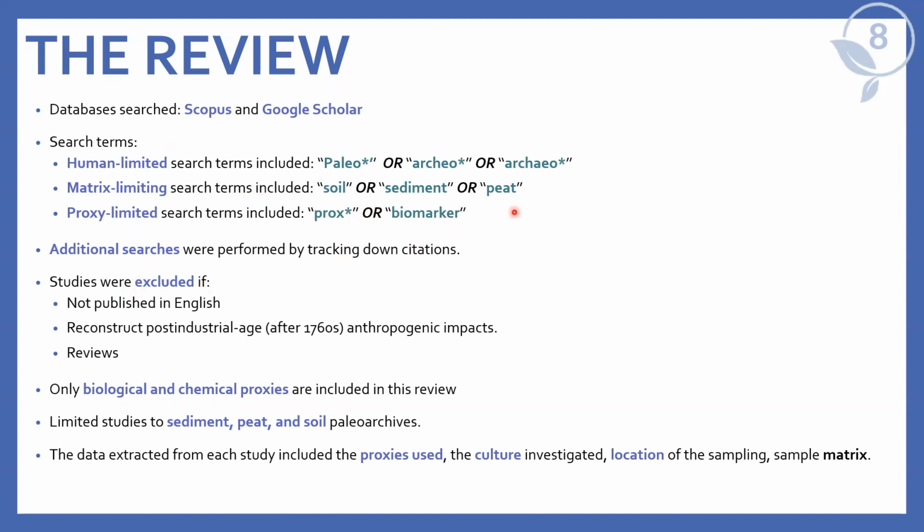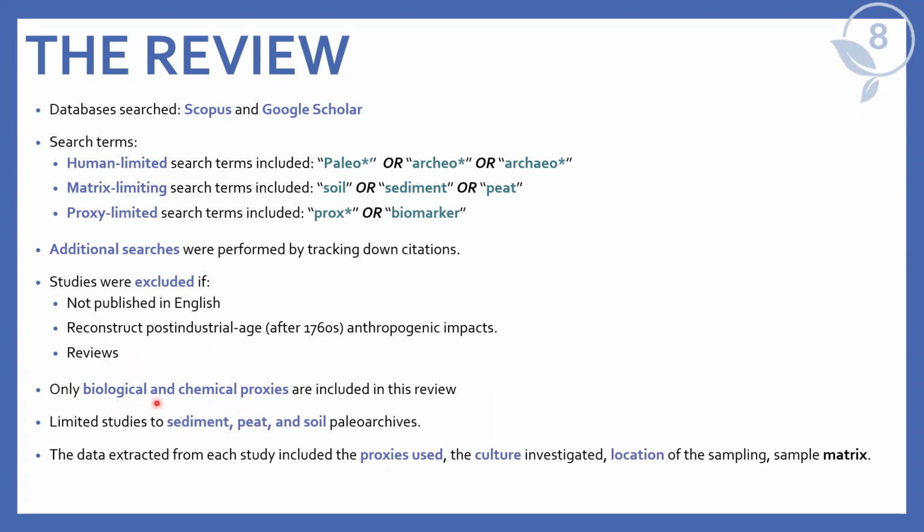However, because of the inconsistency in terminology in the literature, this was a fairly challenging way to do it. So additional searches were performed by, I would find a few papers and go look through their citations, see who they would cite, and then track down more citations that way. Studies were excluded if they were not published in English. There was a time limit, so if they were for reconstructing post-industrial age, so after 1760, the anthropogenic impact. I wanted to look at more of the archaeological pre-industrial age reconstructions, and reviews were excluded as well.